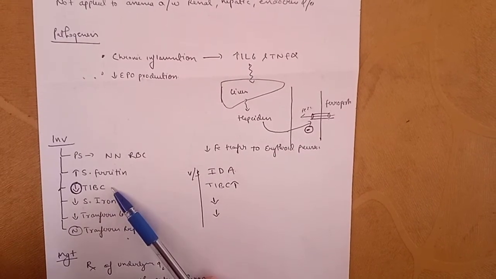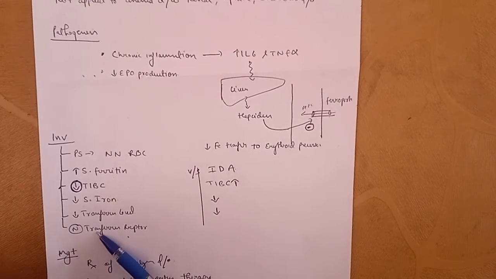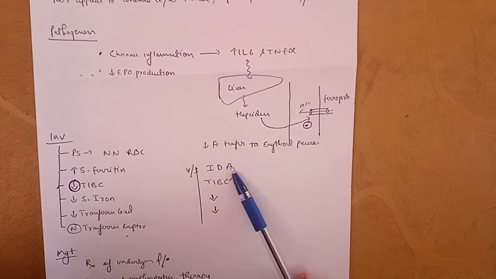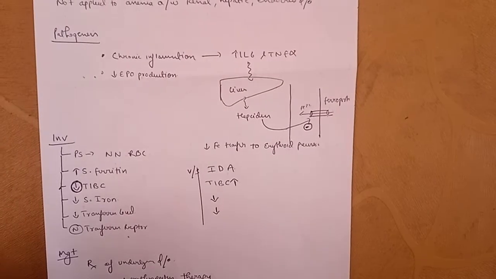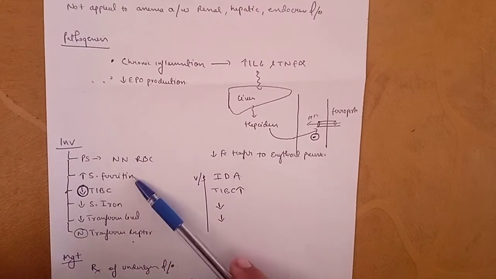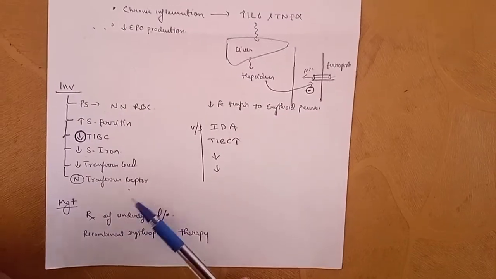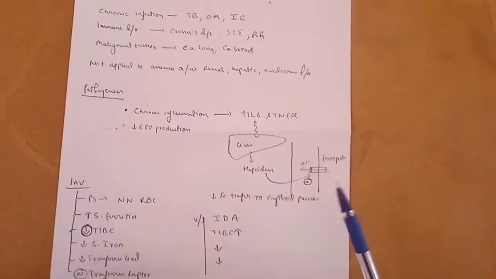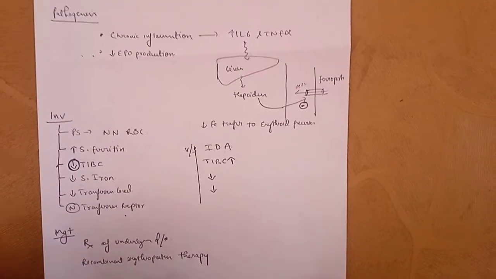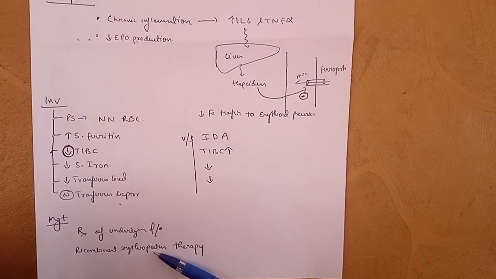Other features are similar to iron deficiency anemia, but also there is normal transferrin receptor, whereas in iron deficiency anemia, the transferrin receptor level increases. The serum ferritin is increased because it is an inflammatory marker. We manage the condition by giving treatment of the underlying disease. In cases there is no improvement, we can also try recombinant erythropoietin therapy.